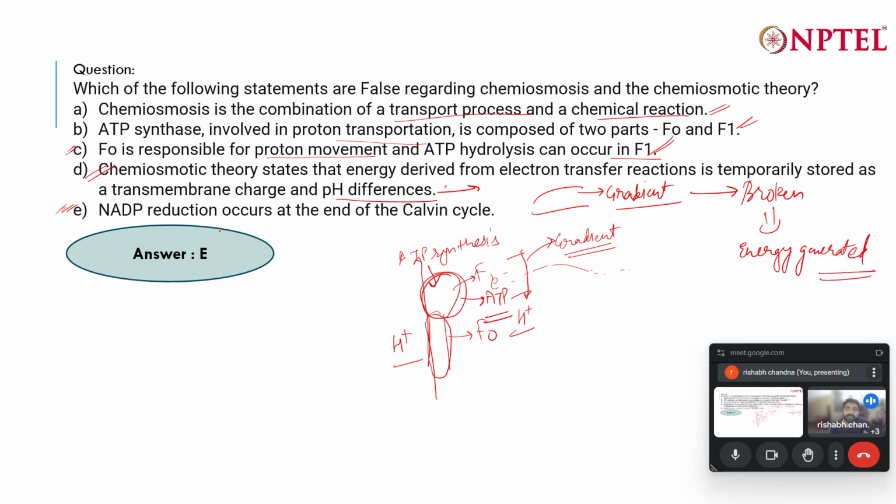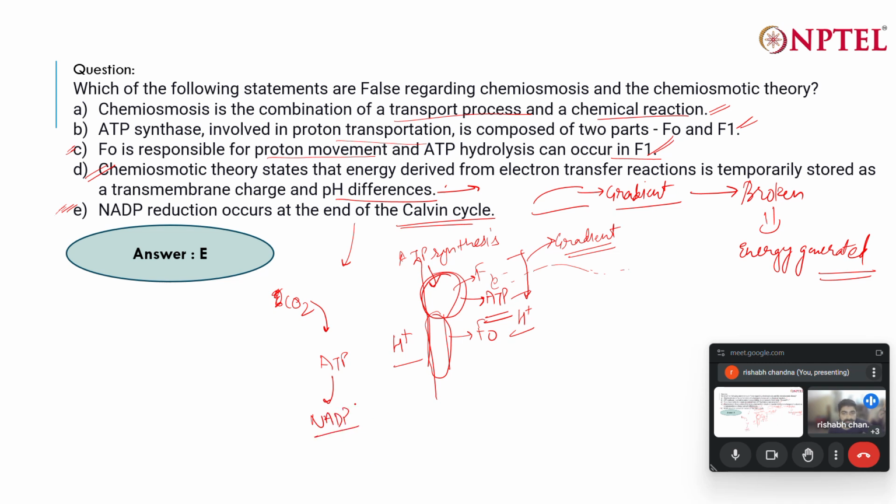Then NADP reduction occurs at the end of the Calvin cycle. No, this is false. Why? Because in the Calvin cycle, what happens first? The six CO2 molecules are assimilated. Then there is formation of ATP, followed by reduction of NADP.